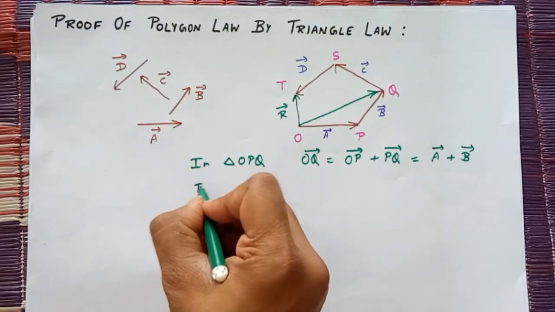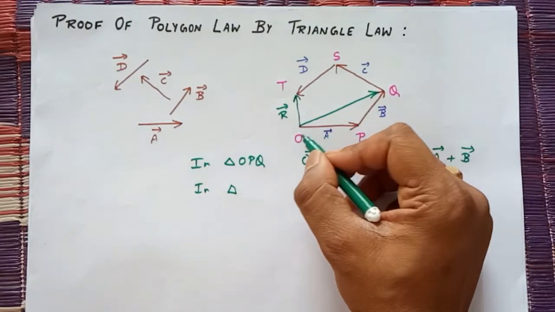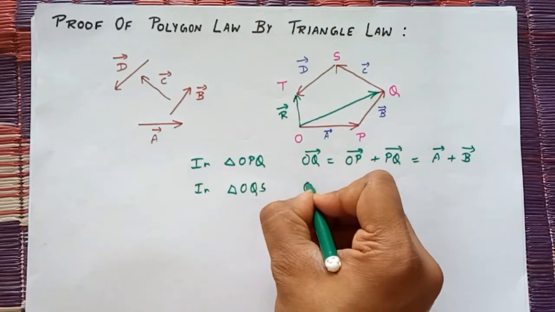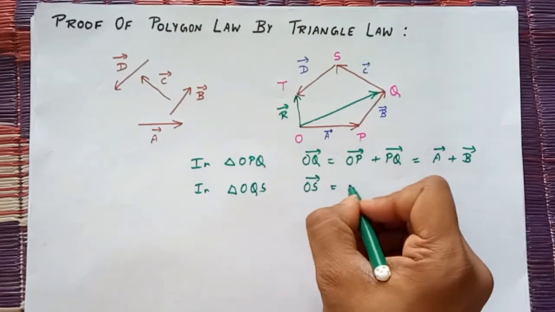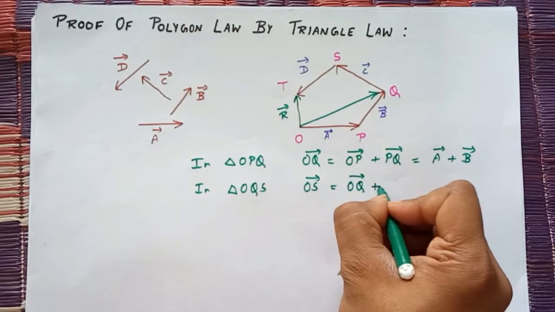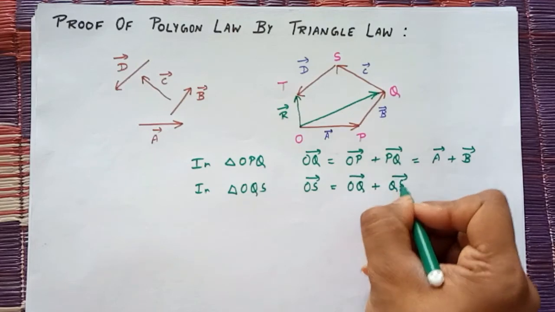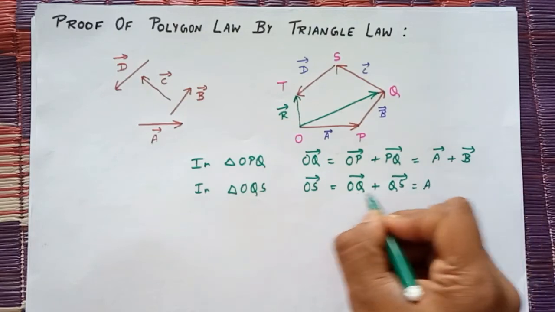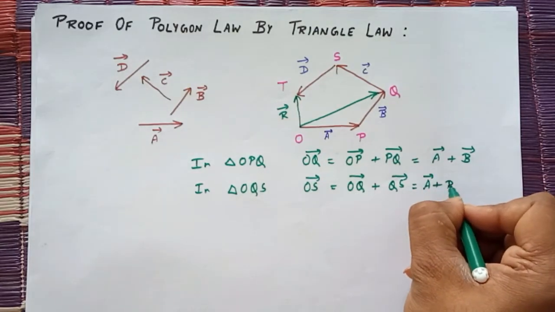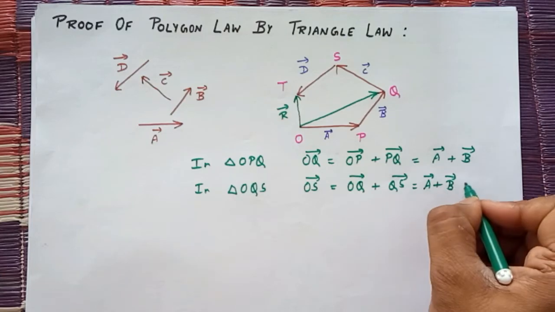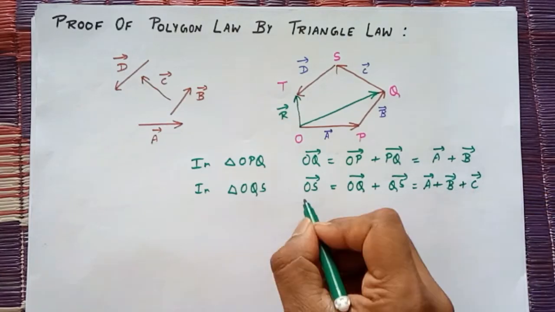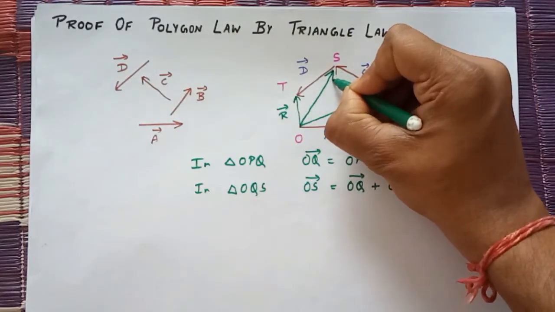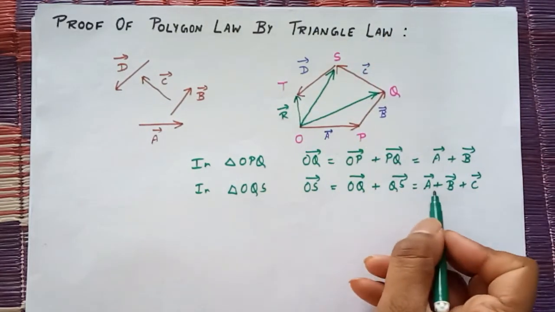Now in triangle OQS, what can I write? OS vector will be equal to OQ vector plus QS vector. What is the value of OQ vector? OQ vector here is A vector plus B vector. So OQ will be equal to A vector plus B vector, and QS is equal to C vector. So OS will be equal to A plus B plus C. This one is OS and this one is equal to A plus B plus C.